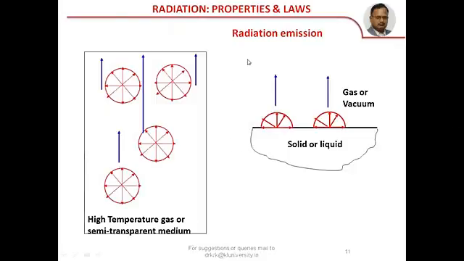Now if you look at the phenomenon of radiation, the electrons, atoms and molecules of all solids and liquids, when the temperature is above 0 Kelvin, are in continuous motion, and thus radiation is constantly emitted and is absorbed or transmitted through the entire volume of the matter. So it is the entire volume. Therefore, strictly speaking, radiation is a volumetric phenomenon.